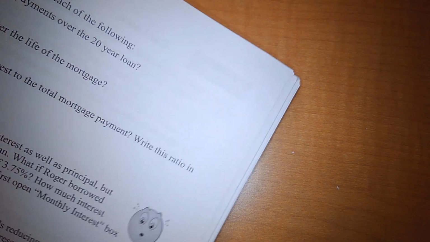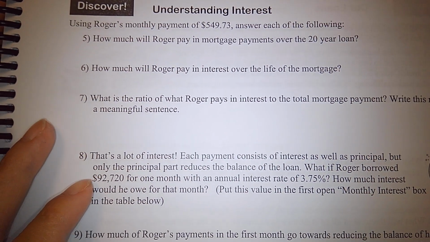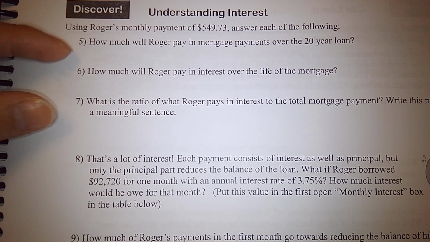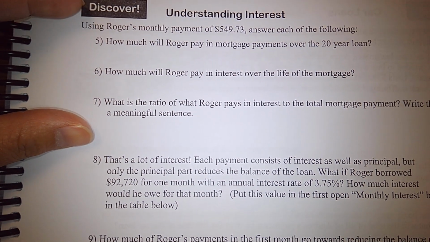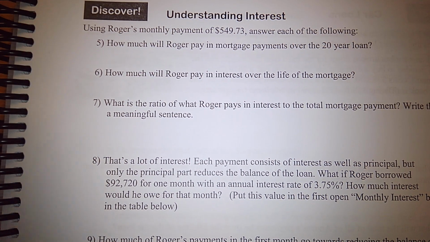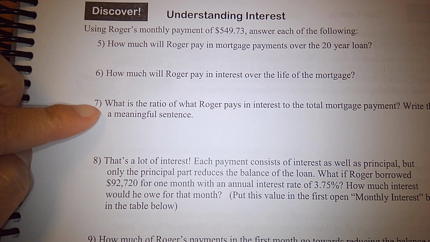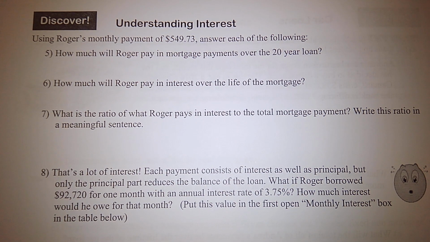All right, let's move on to page 141. I'm going to ask a volunteer to read all of these questions, 5, 6, and 7. Whose turn? Leila? Using Roger's monthly payment of $549.73, answer each of the following. How much will Roger pay in mortgage payments over the 20-year loan? How much will Roger pay in interest over the life of the mortgage? What is the ratio of what Roger pays in interest to the total mortgage payment? Write this ratio in a meaningful sentence. All right, thanks.